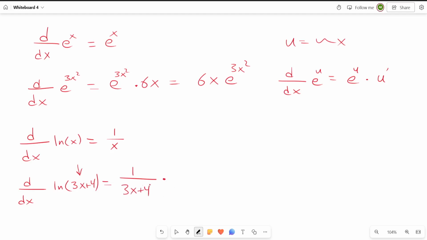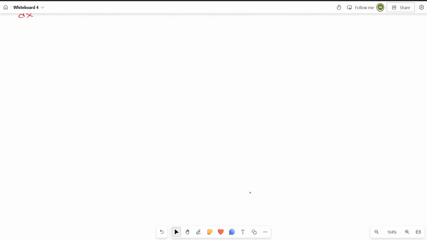And then we multiply the whole thing by the differentiation of what's inside. The differentiation of 3x plus 4 is basically 3. So my answer is going to be 3 over 3x plus 4. So the chain rule will always apply to all of these new special differentiations that we're taking. Okay, let's continue. Let's say we have the differentiation d by dx of a to the power of x.